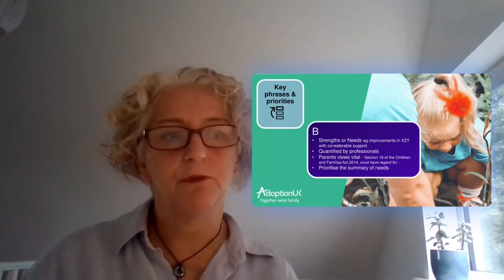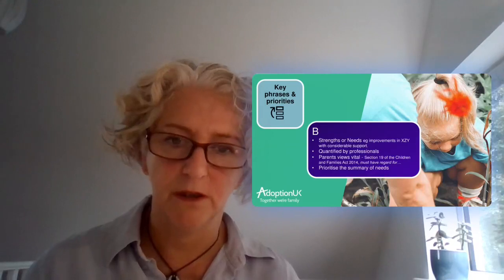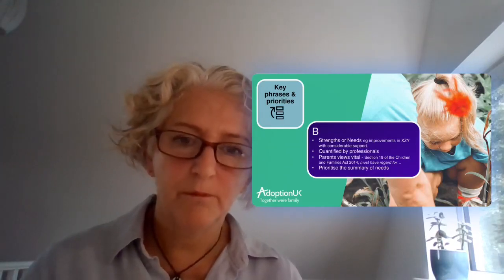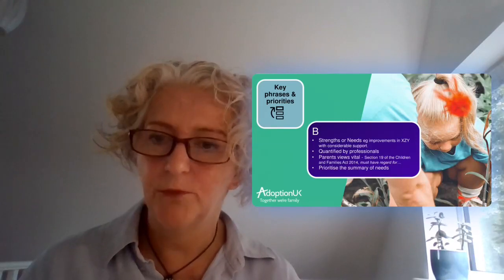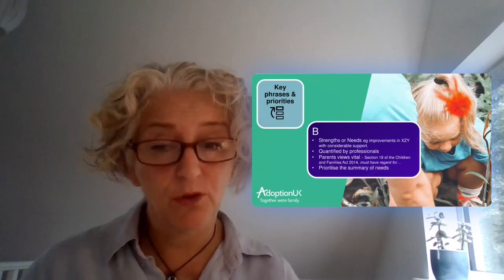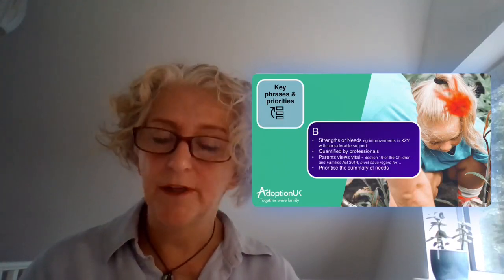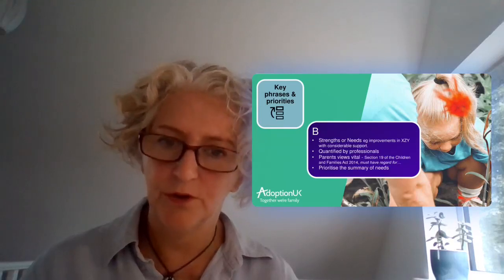And if you receive a report and you don't feel as though it reflects your child, then ask for amendments so that it is truly representing your child. So, Section 19, Children and Families Act. Schools must have regard for your views, parents' views. Have regard for means they don't have to actually do it, but they should be listening to you. They should have regard for you and the knowledge of your child.